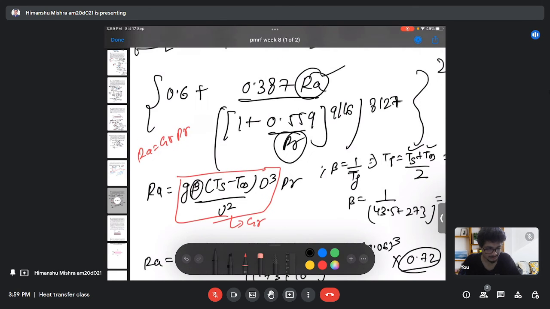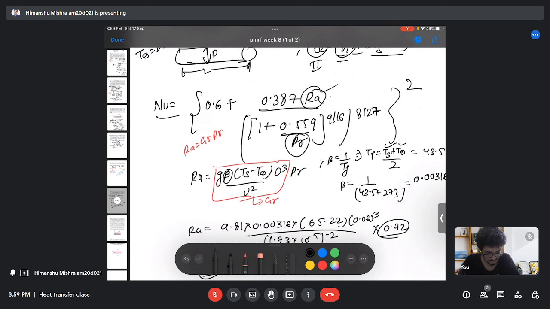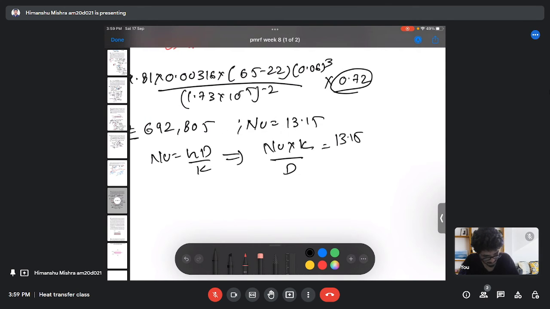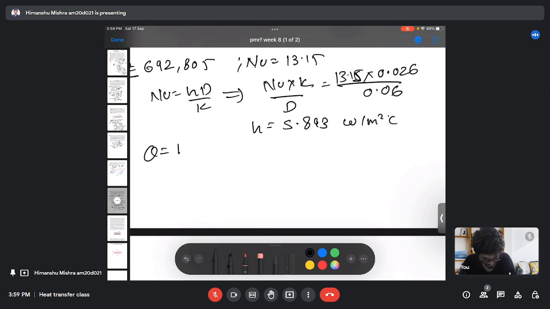We know the Rayleigh number and we know the Prandtl number as well. We just need to put them in the Nusselt number correlation. When we do this, we will get the Nusselt number as 13.15. And we can find the heat transfer coefficient based on this Nusselt number, which is 13.15. My thermal conductivity of the fluid is 0.026 and the diameter is 0.06. So my heat transfer coefficient will be 5.893 watt per meter square degree Celsius. Now we will use Newton's law of cooling.